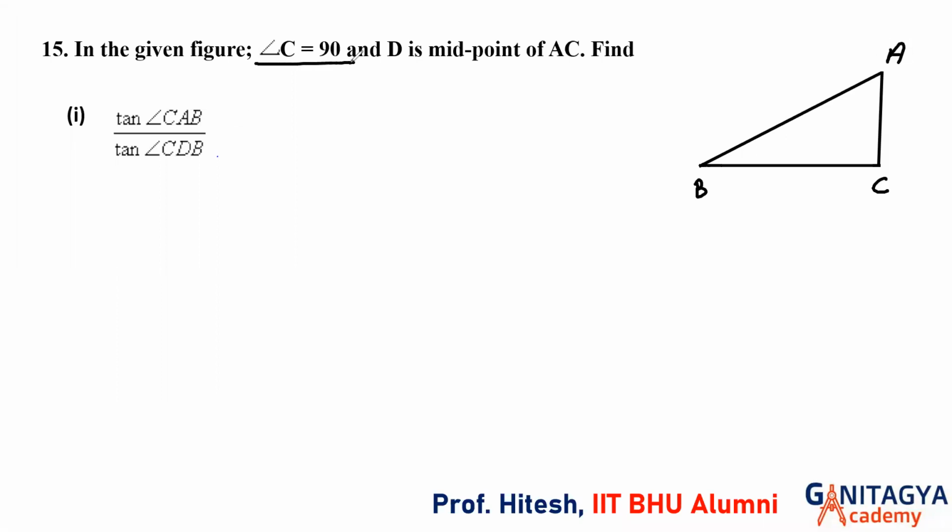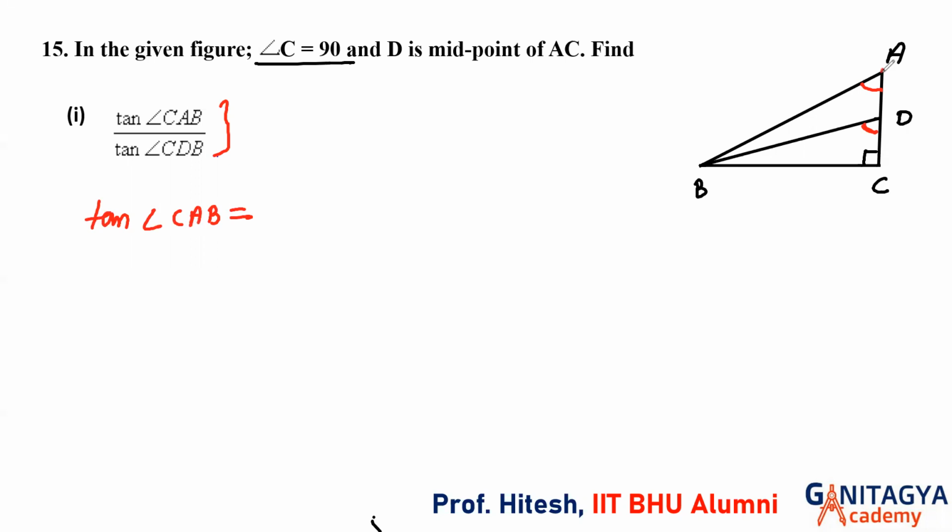Angle C is given 90 degree. D is the midpoint of AC. This is point D. Now let me draw this also, join this. So now the question is, find tan CAB. So CAB means this angle, and CDB this angle. Okay, so tan angle CAB.